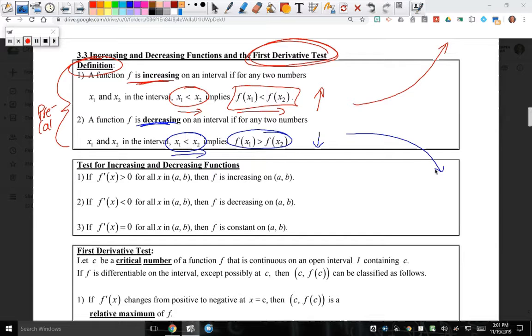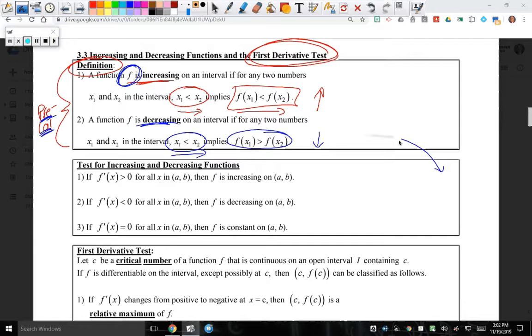We are done with Precalc. We don't want Precalc telling us when f of x is increasing or decreasing. We want calculus telling us when that's happening. So will I ever look at f of x to see what f of x is doing? No, I'm not going to look at f of x. I'm going to look at f prime of x. Here we go. Check this out. Let me give you my analogy real quick.